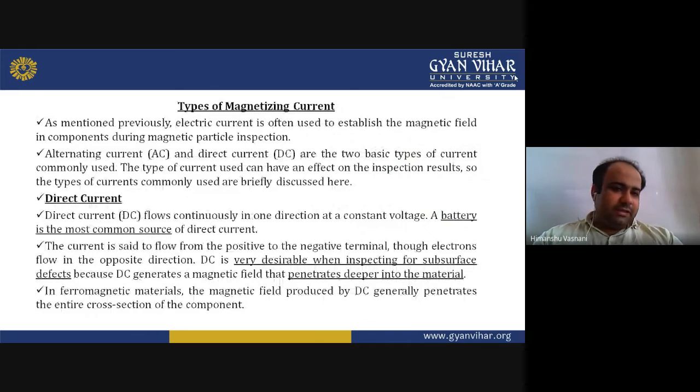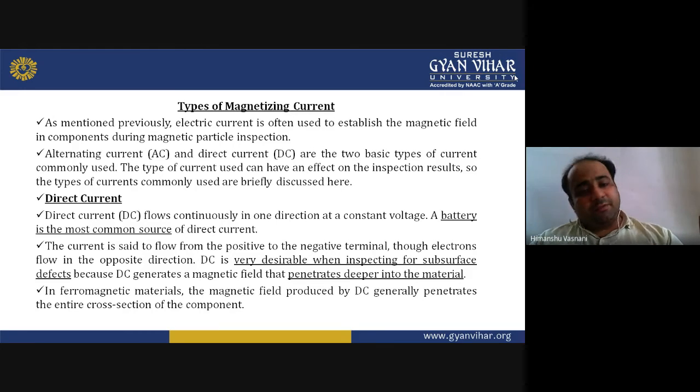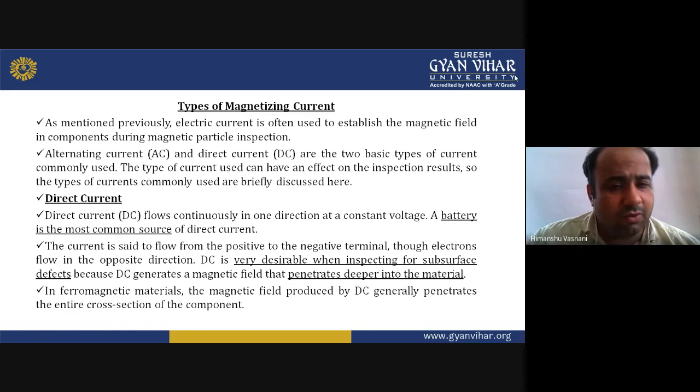Now, types of magnetizing current. Electric current is often used to establish the magnetic field in components during magnetic particle inspection. Alternating current and direct current are the two basic types of current commonly used. The type of current used can have an effect on the inspection results, so the types of currents commonly used are briefly discussed.